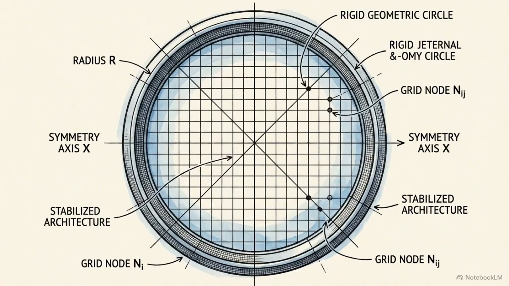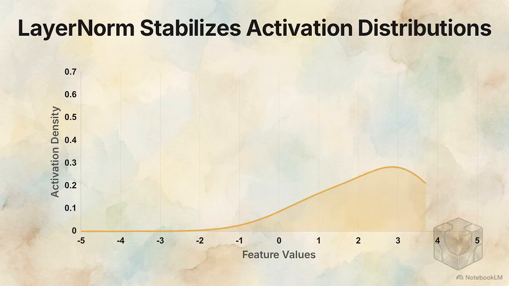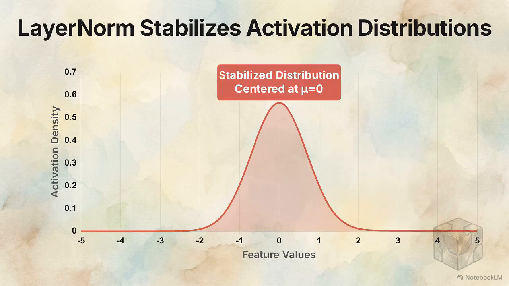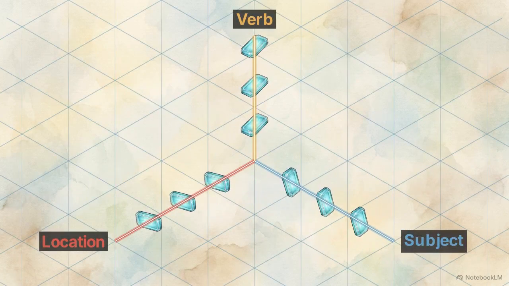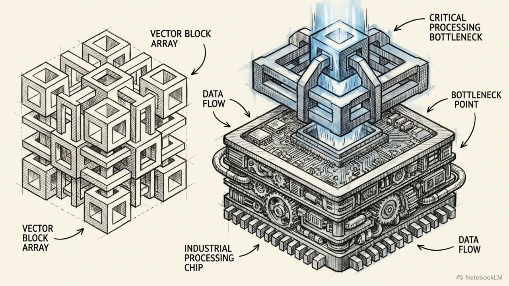To keep the math stable as these updates stack, the model applies layer normalization. Layer norm adjusts the distribution of activations across features, ensuring the data doesn't spiral out of proportion. It also forces directions in the geometric space to align with specific interpretable concepts. With the architecture stable, the bottleneck shifts to physical compute.